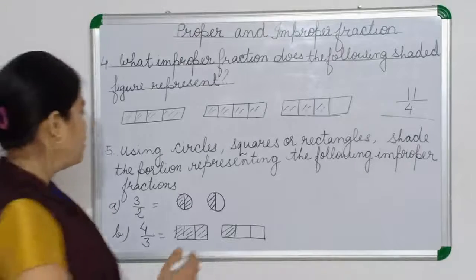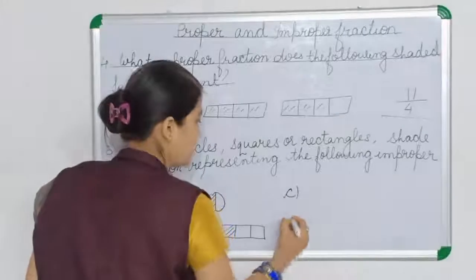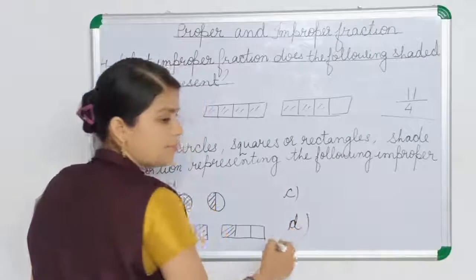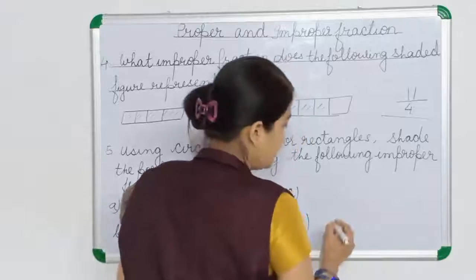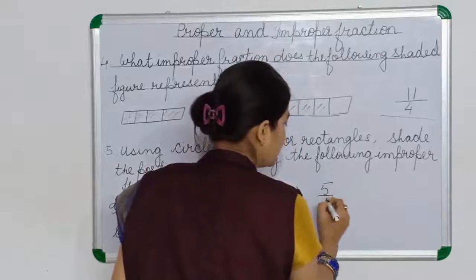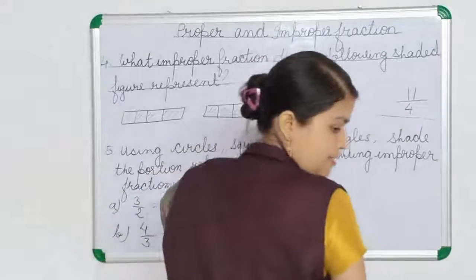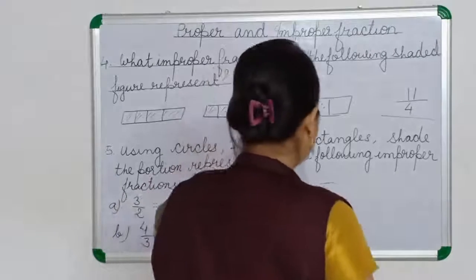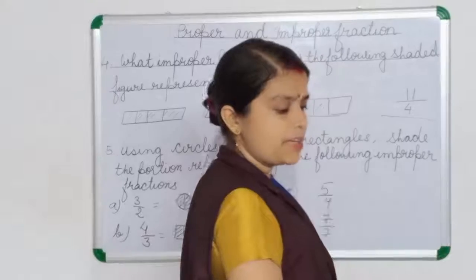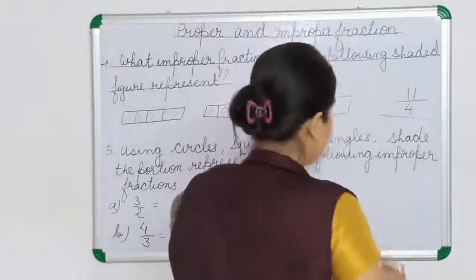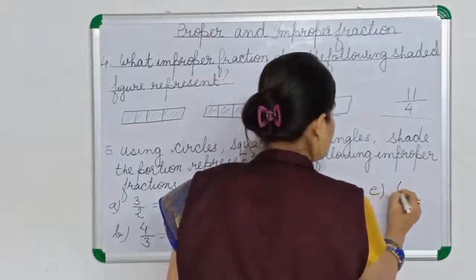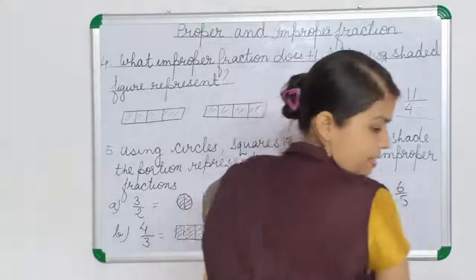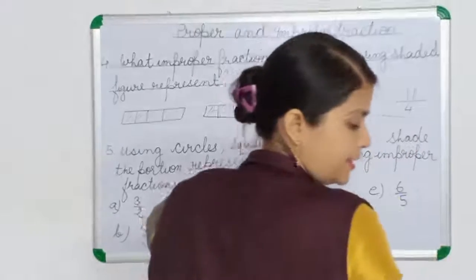And you do these questions by yourself, children. Some questions I am giving you here. That is 5 by 4. You represent it here. Then 7 by 7. You represent it. Okay, you represent these improper fractions. Then 6 by 5 and then 8 by 6.